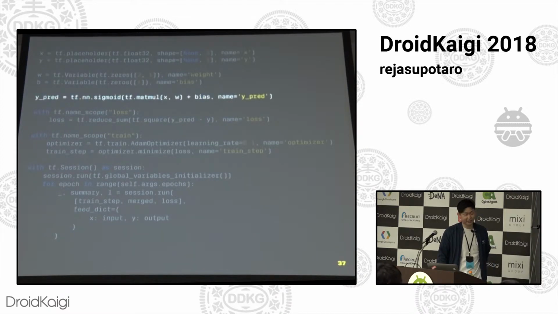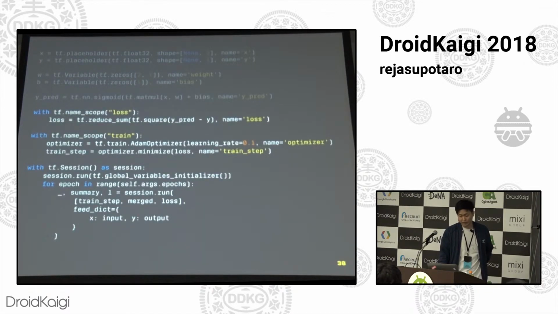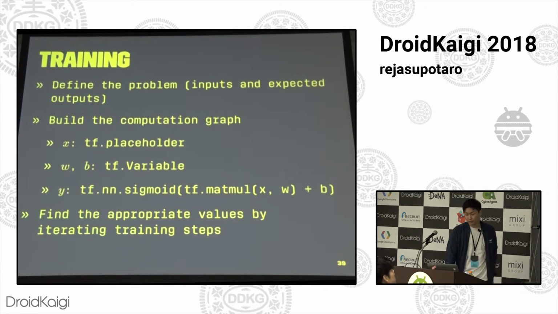Then compute the predicted value, and compute the diff between the predicted value and the expected value. Finally, update the variables to minimize the loss. Simple enough. What we did here is defining a problem, building the computation graph, and finding the appropriate values by iterating training steps. This process is called training.